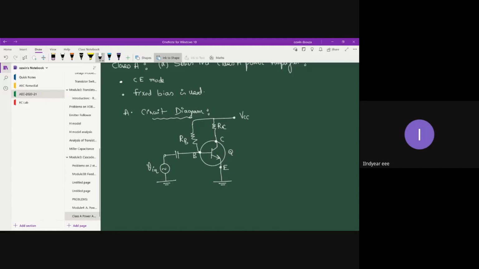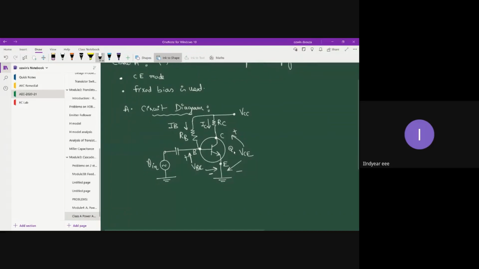Let me mark the DC voltages and DC currents. Say this is DC current IC and this is DC current IB. The terminal voltage VBE is measured from base to emitter terminal. Base is at higher potential and emitter is at lower potential. Similarly, we have VCE across collector and emitter. Once again, emitter will be at lower potential compared to the collector terminal. So this is the circuit diagram.